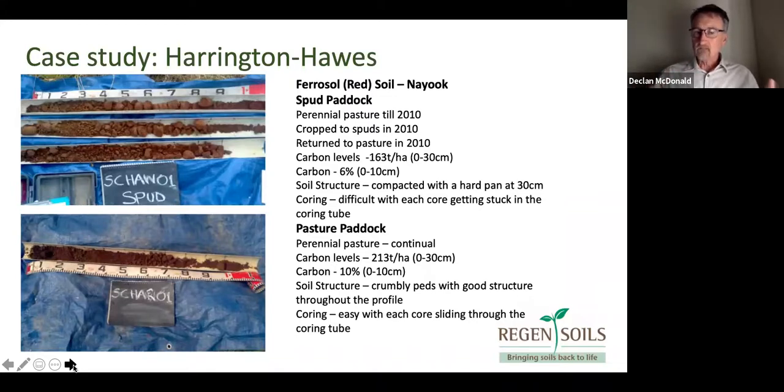So in one cropping event, now spuds are pretty hard on the ground, as you probably know, in terms of the amount of cultivation that is required and also the amount of chemical and everything that goes on. And all of this has an impact on the carbon levels. And you can see we had this massive drop in carbon from a very, very high level, I grant you, but from this single event. And most of the carbon that would have been lost here would have been that particular material.